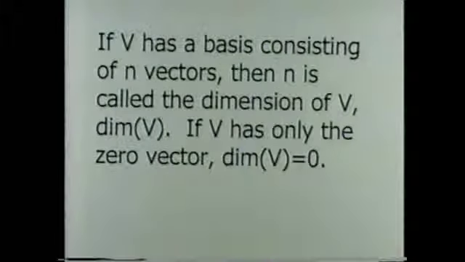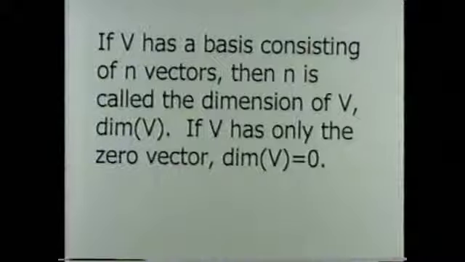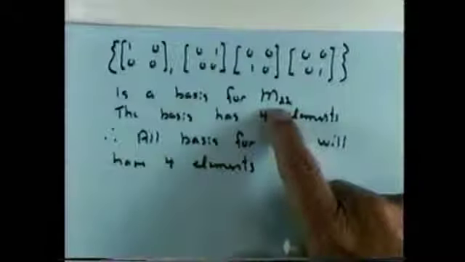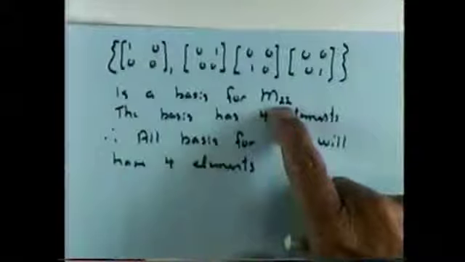So the dimension of the set of all two by two matrices, the dimension for any basis of the set of all two by two matrices has to be four, because it took four elements to span it.